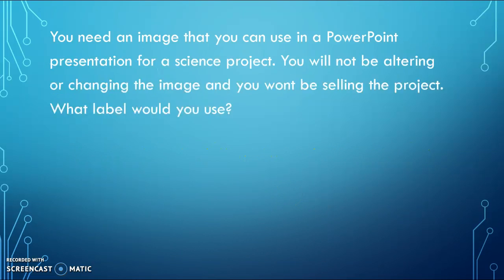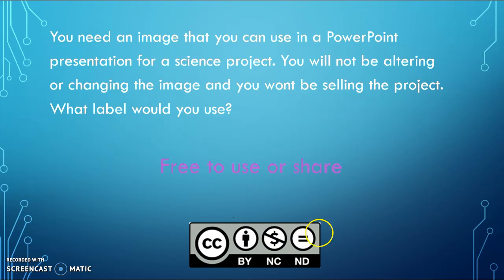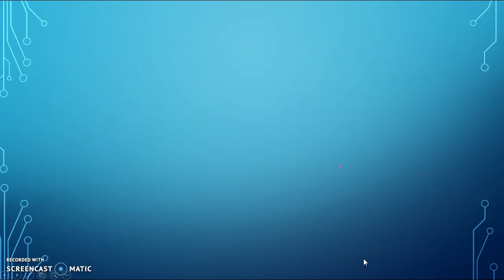Let's try another. You need an image that you can use in a PowerPoint presentation for a science project. You will not be altering or changing the image, and you won't be selling the project. What label would you use? Take a moment. Here's what you should have chosen. Free to use or share. You're not altering and you're not selling the image. Here's the corresponding Creative Commons license. Not selling, not changing.